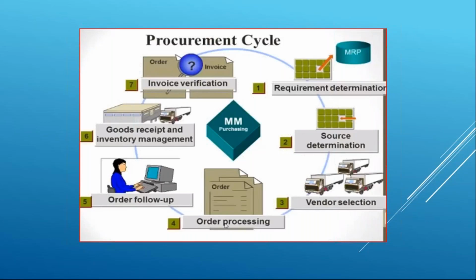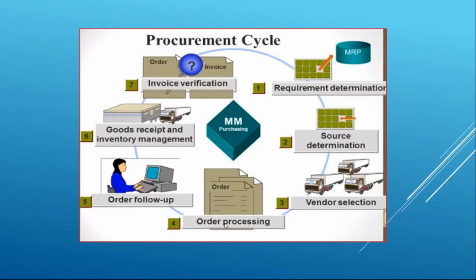Once the order is sent to the vendor, a follow-up is done. Meaning, if I order an iPhone today and after negotiating the vendor says you will receive the iPhone in 5 days, then on the 4th day there will be a follow-up with the vendor asking whether the product will be sent to the company or not. That is called order follow-up.